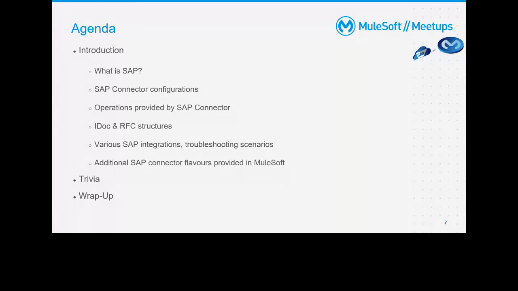So in this session, I will cover the SAP Connector configurations, operations, what all operations the connector supports, and some sample IDoc and RFC structures, just to get you familiarized with how they look and what you will be looking at to process them. All SAP payloads are in XML format.